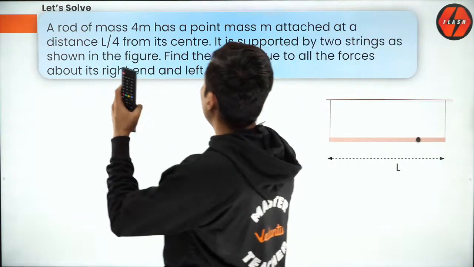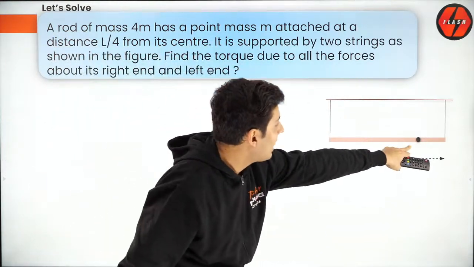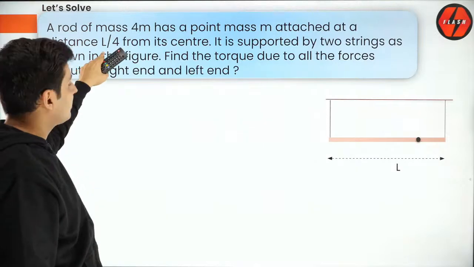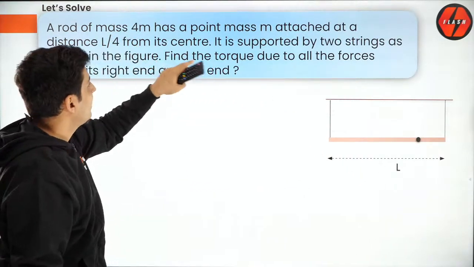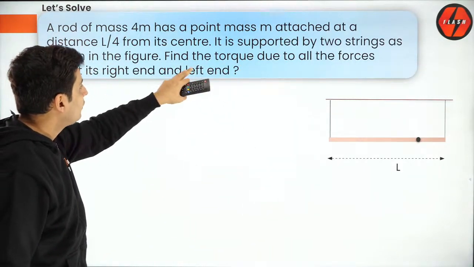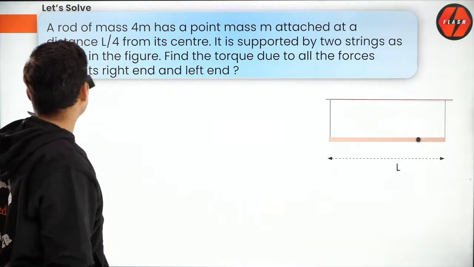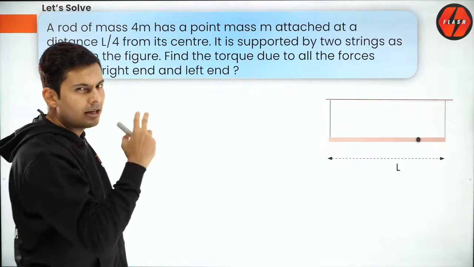A rod of mass 4m has a point mass m attached at a distance of L by 4 from its center. It's supported by two strings as shown in the figure. Find the torque due to all the forces about its right end and left end. Let's try and do this.